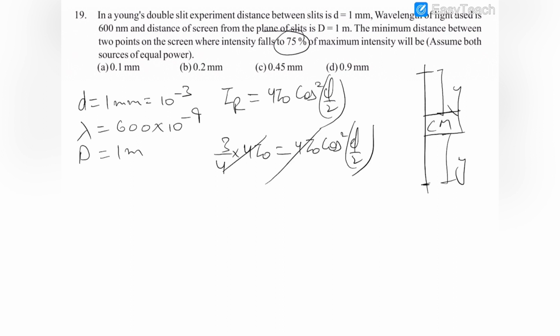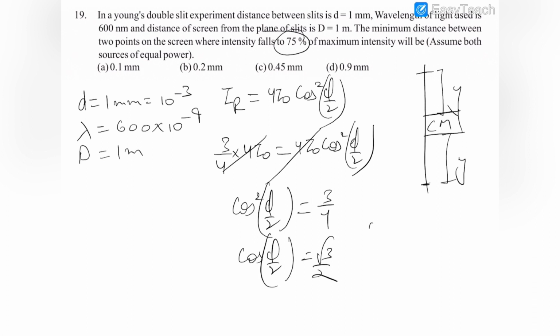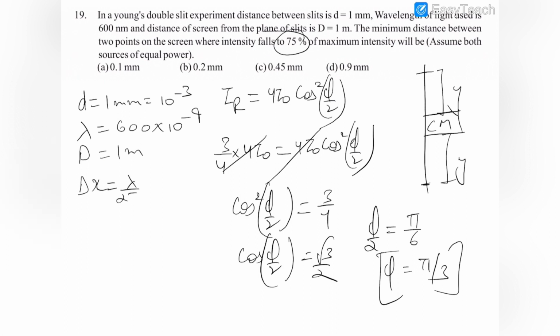So cancelling this out, cos square phi by 2 is equal to 3/4, and cos phi by 2 is equal to root 3 by 2. So phi by 2 will be equal to pi by 6 and phi will be equal to pi by 3. So at these 2 points, the phase difference between the waves is pi by 3, and therefore delta x will be lambda by 2 pi into pi by 3. So delta x will be lambda by 6, the path difference between the waves at these 2 points.